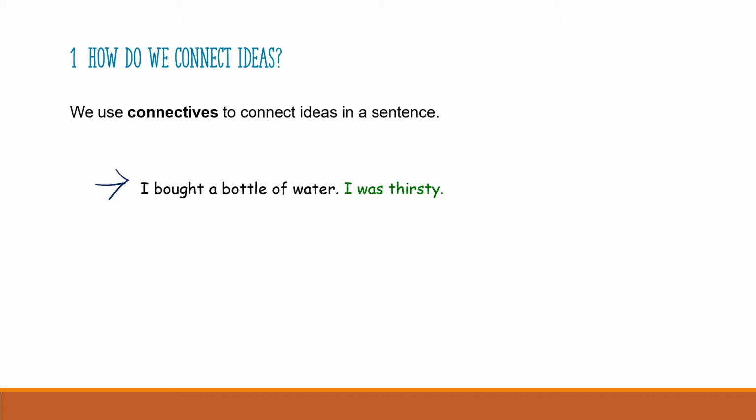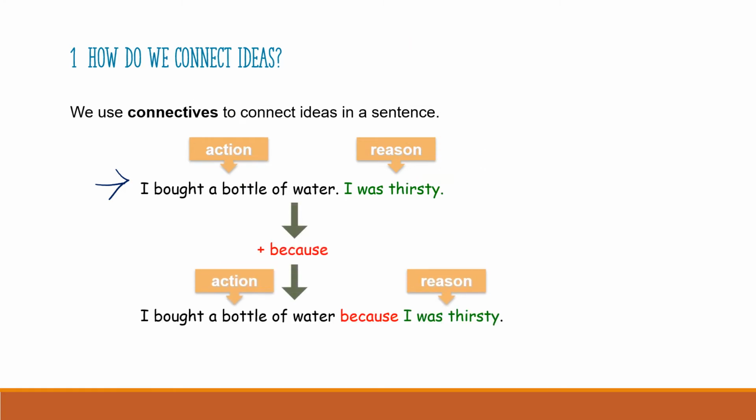I bought a bottle of water. I was thirsty. The first sentence talks about the action of buying a bottle of water. The second sentence talks about the reason why I bought a bottle of water. How can we link a sentence of action and a sentence of reason? We can use the connective because. The sentence becomes, I bought a bottle of water because I was thirsty.